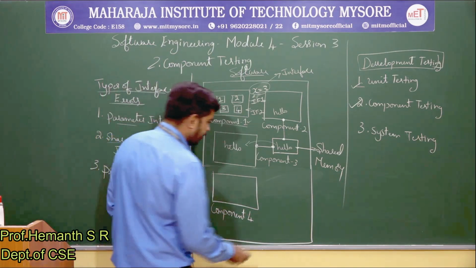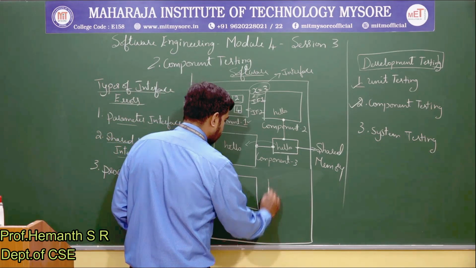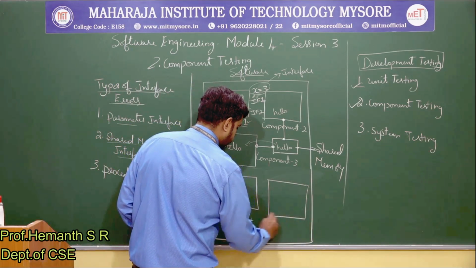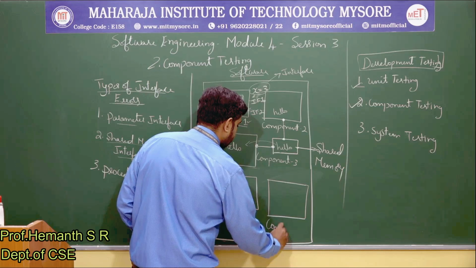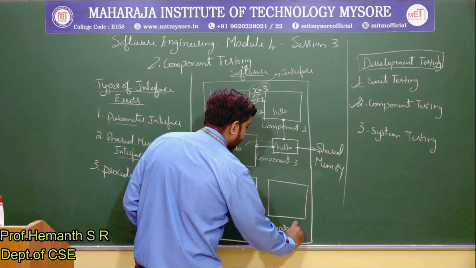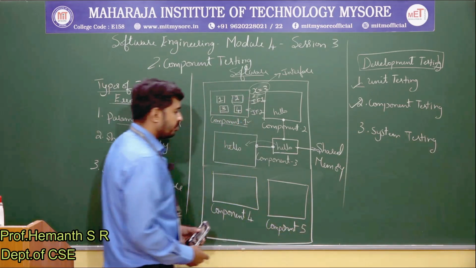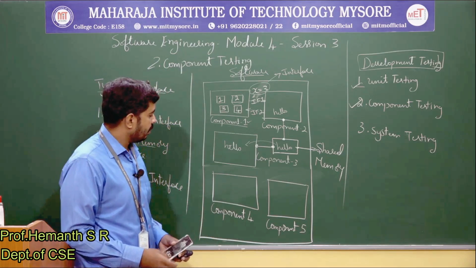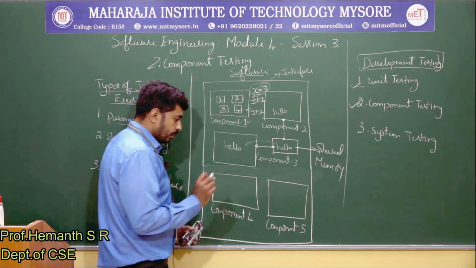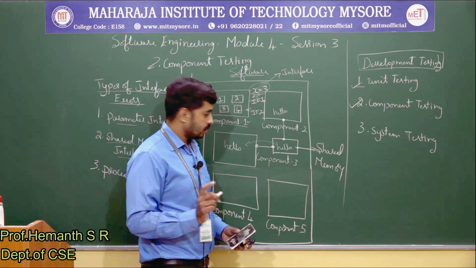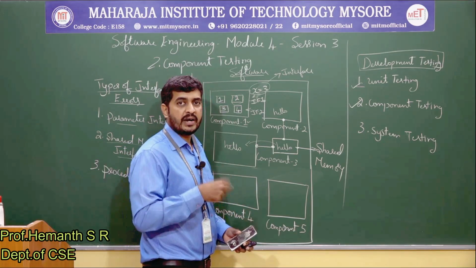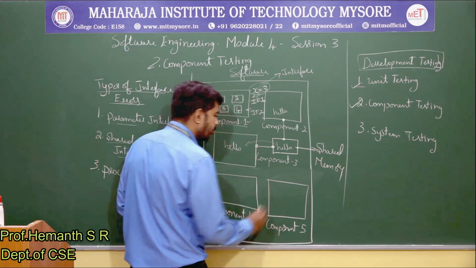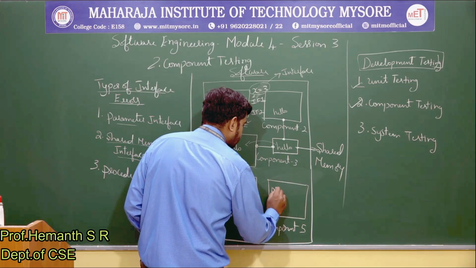Okay, so maybe one more component, component 5. So I have 5 components in this example. Now consider a program to add 2 numbers. The procedure for adding 2 numbers is in component 5. We will assume like this. We have a procedure here.